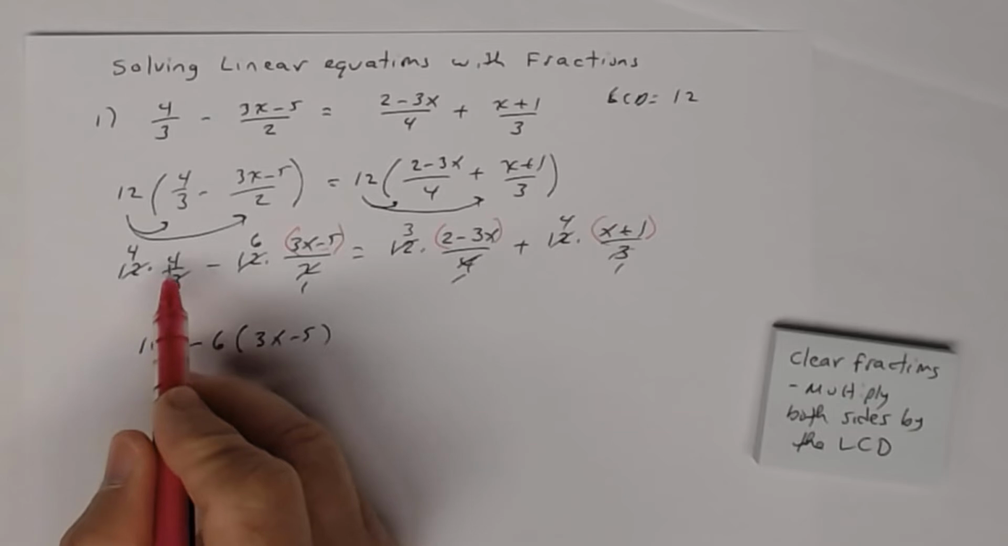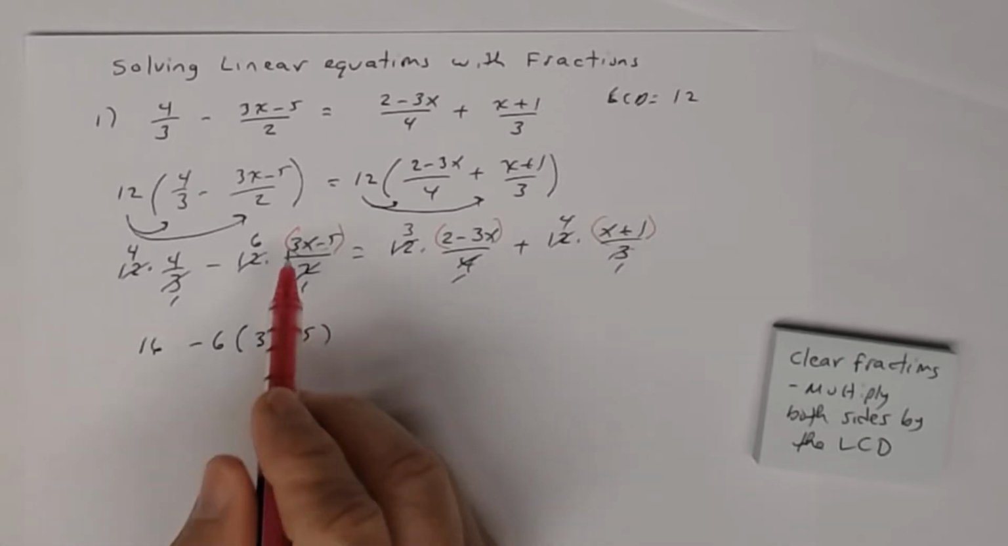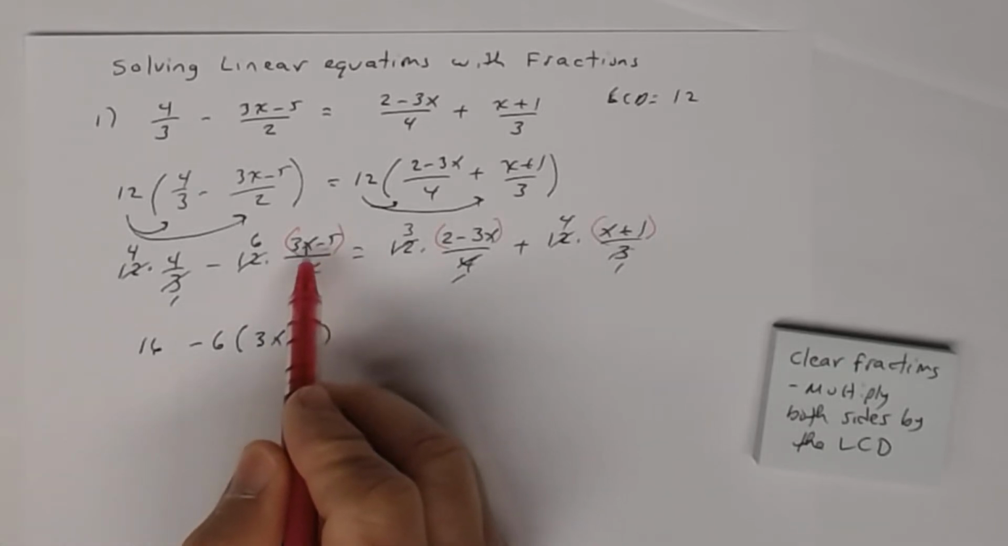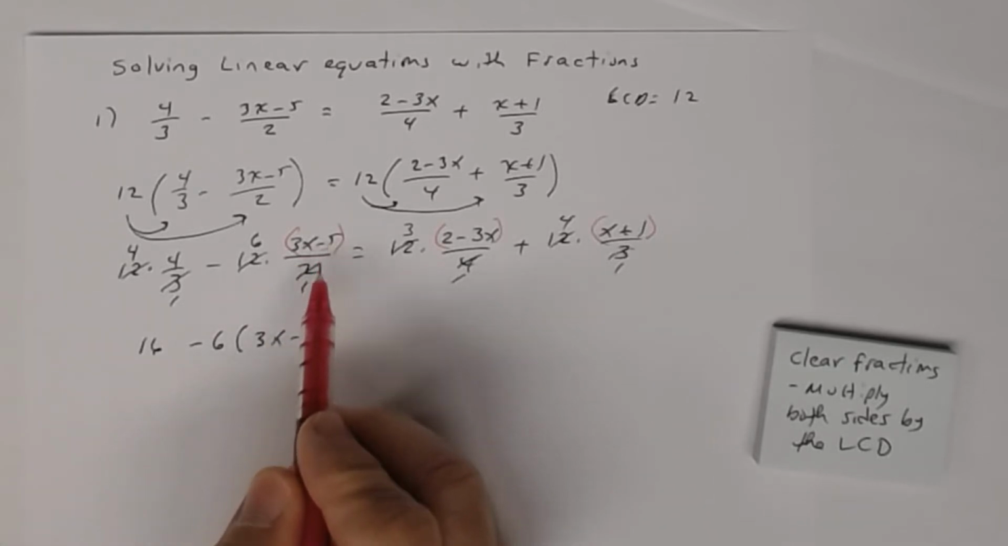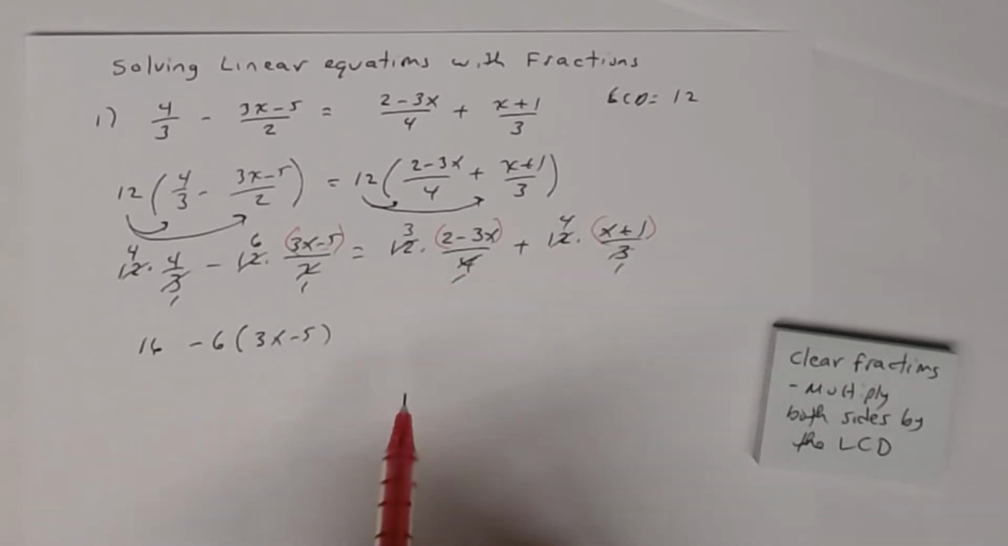Now you may say, well, why didn't you put that in parentheses? Because that's just one factor, one term. 4 times 4 is 16. That was easy. Over here you have more than one term. You have two terms here, 3x and a negative 5. 2 and a negative 3x. X and a positive 1. All right? So just remember that as you go through this process.